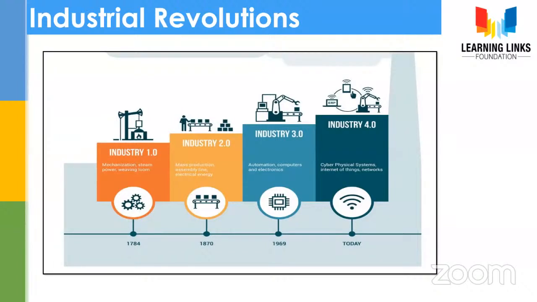Then in 1870, Industry 2.0, we increased our industry, doing mass production and increasing the assembly line. With the help of manpower, we did all things manually, like in the automobile industry. First we did everything via man, every time step by step, putting all the things together.